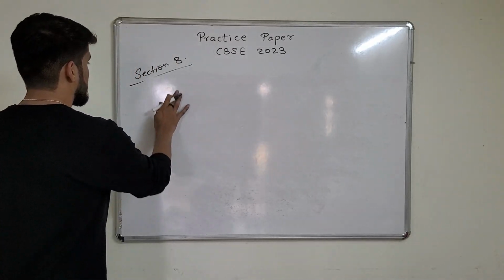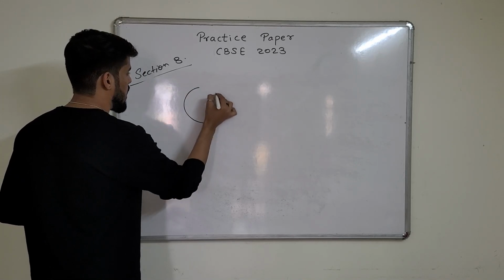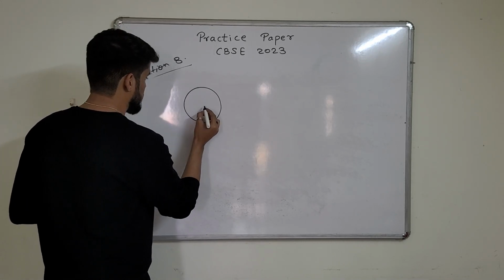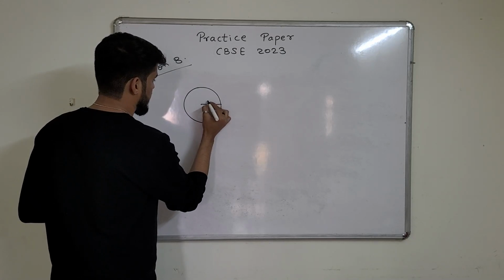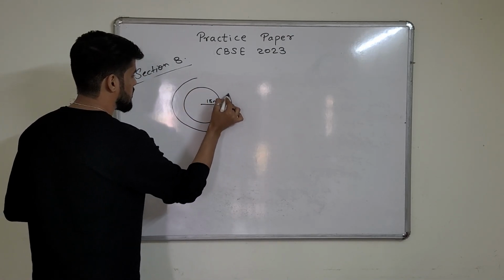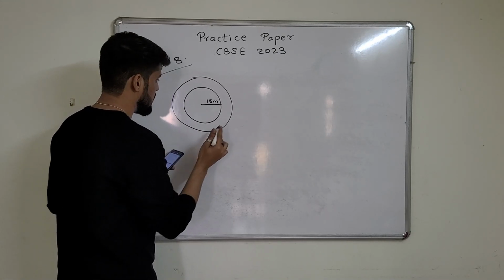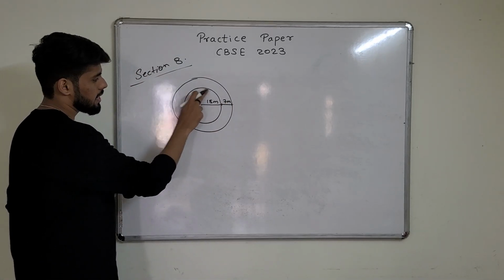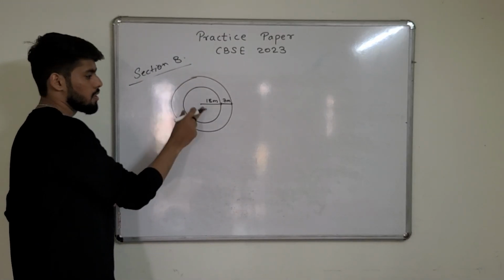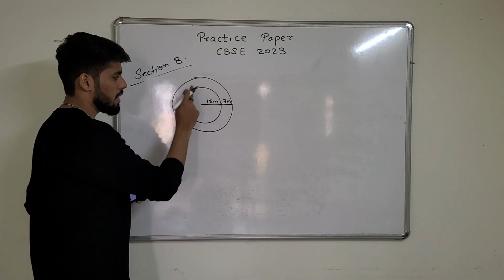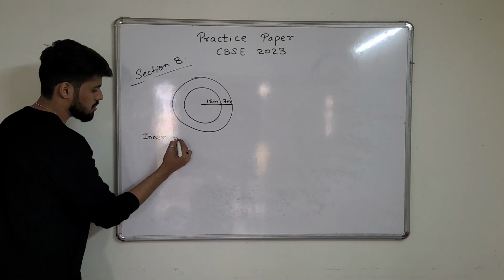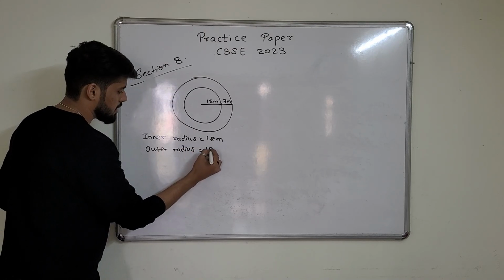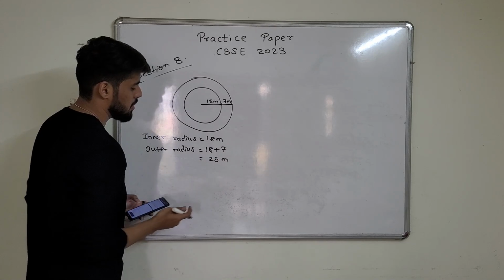Okay, so there is one park. The radius of the park is 18 meter. This is the center. From here to here it is 18 meter. And there is one path around the park which is 7 meter wide. So from this point to this point it is 7 meter. So actually we get two circles, one is the inner circle and one is the outer circle. The radius of the inner circle is 18 meter. I will just write: inner radius equals 18 meter, outer radius equals 18 plus 7. 18 plus 7 is nothing but 25 meter, which is the outer radius.